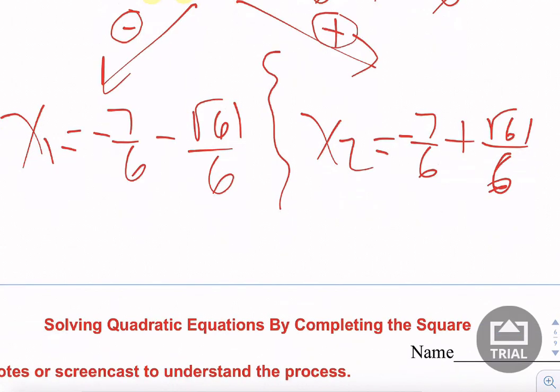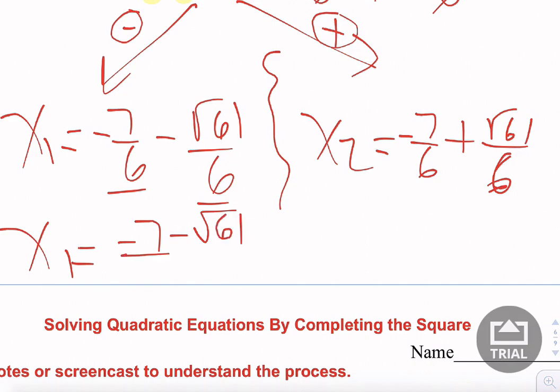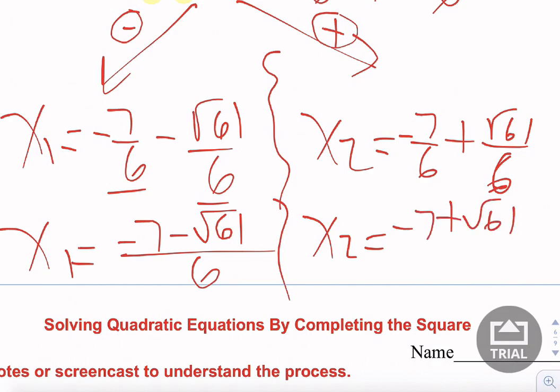Now if you look at that, is there a common denominator there? 6 and 6? Yeah, there is. So x1 is negative 7 minus root 61 all over 6. x2 equals negative 7 plus root 61 all over 6.